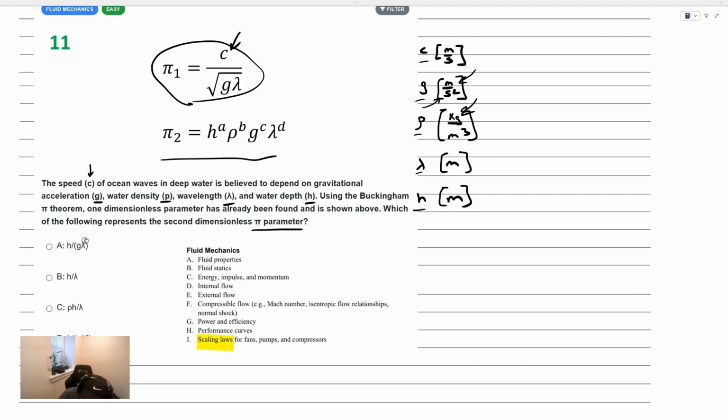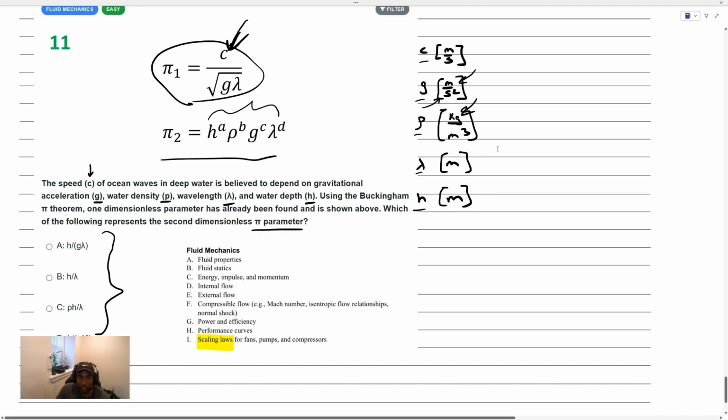Now you can see that the form of the second pi parameter doesn't include this c, right? It doesn't include the speed of the ocean waves. That's because after you find one pi parameter, you have to eliminate it from your set of variables that you use to describe the second pi parameter. So the speed of the ocean waves was eliminated and the form of the second pi parameter is given here. And it makes sense. All of the choices don't include that c parameter. So I just wanted to clarify that.